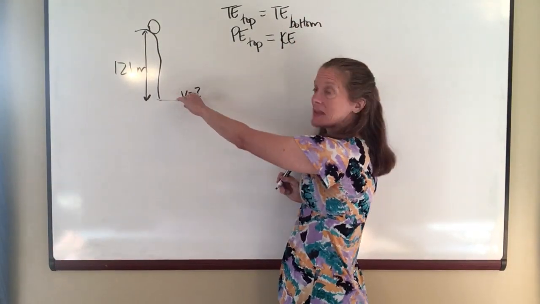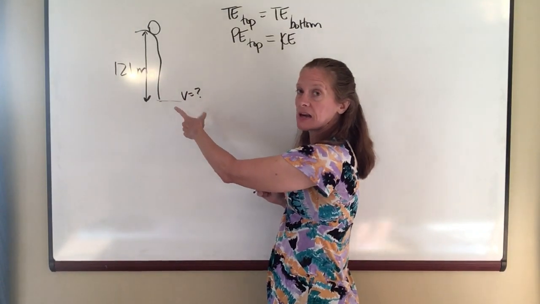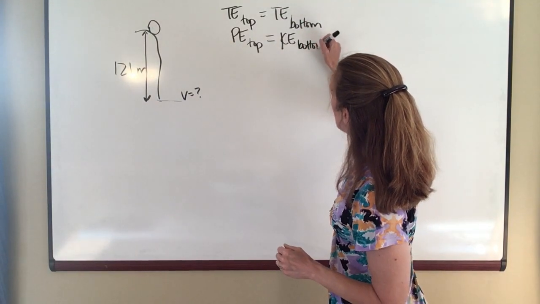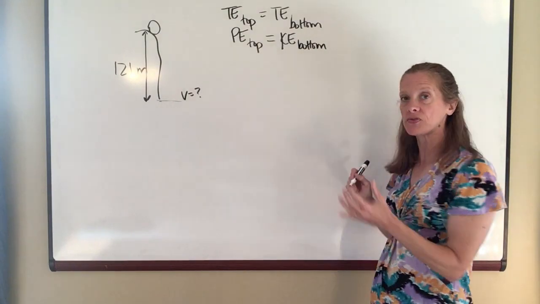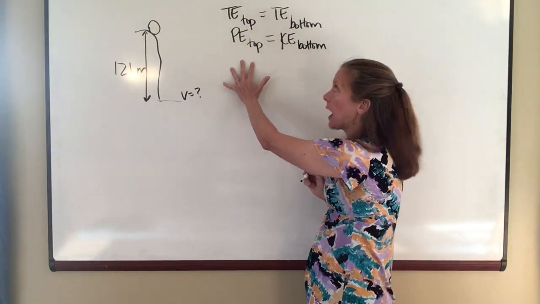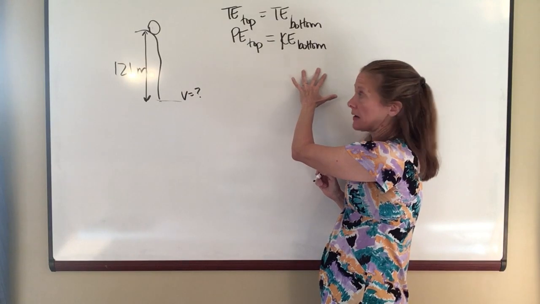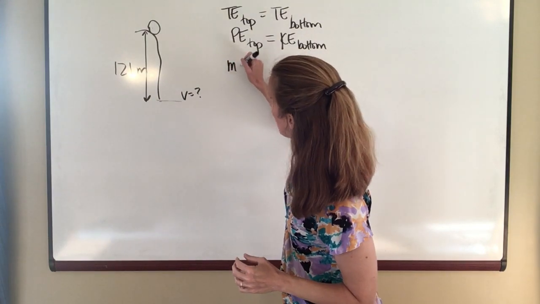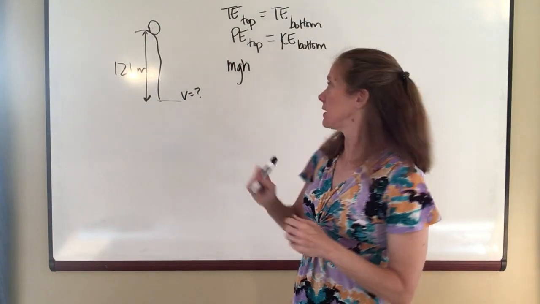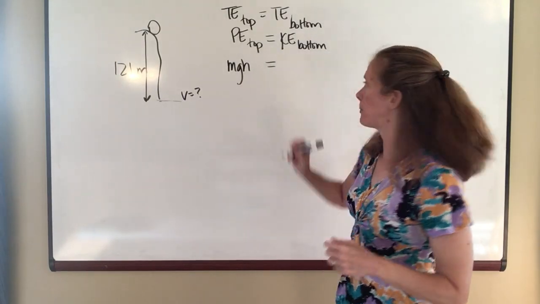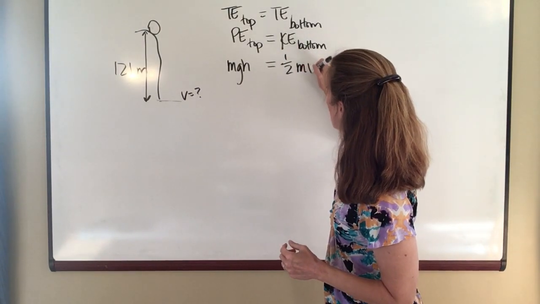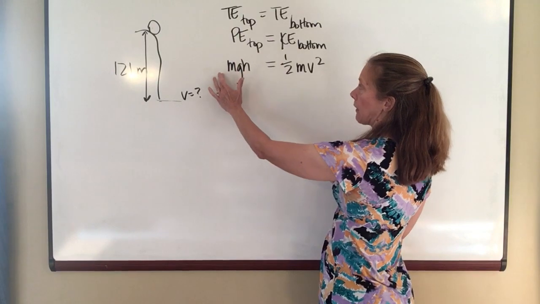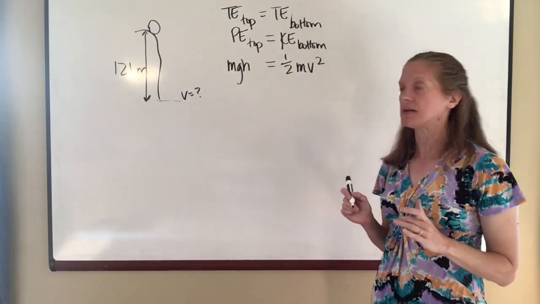Because it's at the bottom, there's no height left, so that mgh, that h is going to be 0, so potential energy is gone. So the kinetic energy at the bottom is all of the energy that the rock has. So what that tells me is that the potential energy at the top is equal to the kinetic energy at the bottom, okay? Now, how do I express potential energy? Well, potential energy is mass times gravity times height. The kinetic energy at the bottom is 1/2 times m times v squared, okay? So all I did is substitute in how I calculate potential energy and how I calculate kinetic energy.